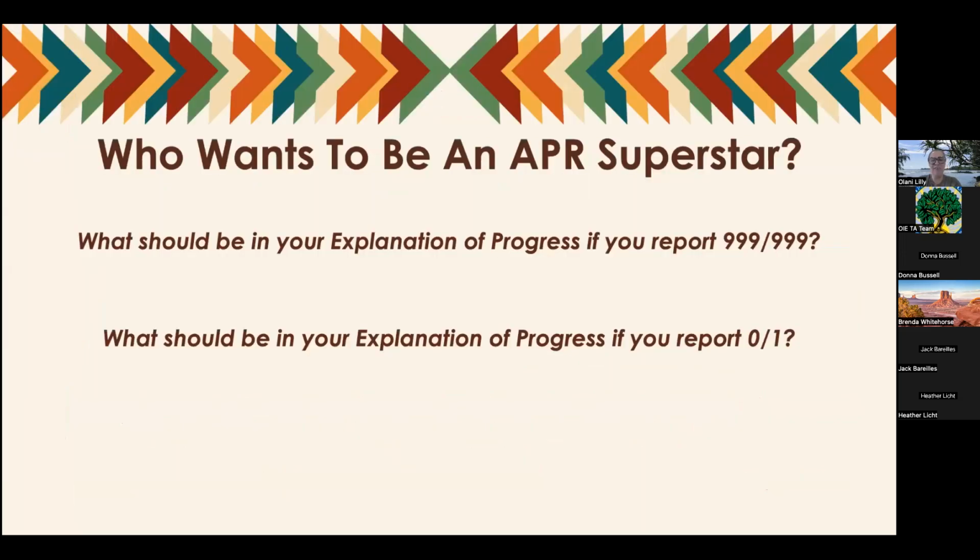Okay, we're all the way to our next APR Superstar question. So what should be in your explanation of progress if you report 999? And the second question is, what should be in your explanation of progress if you report 0/1? We should have those questions popping up.